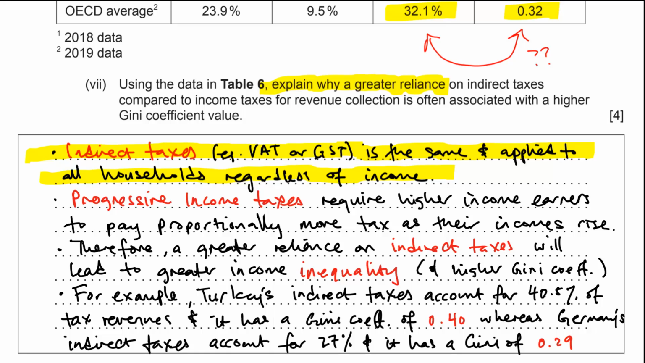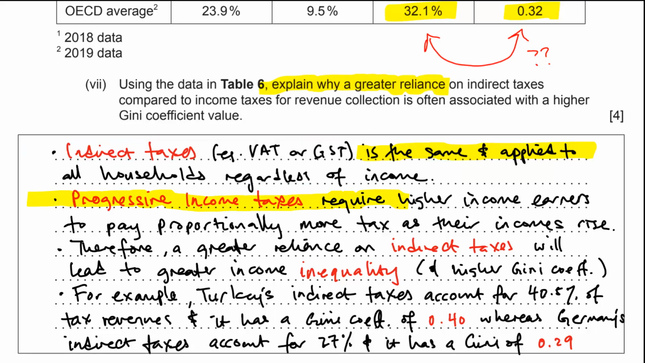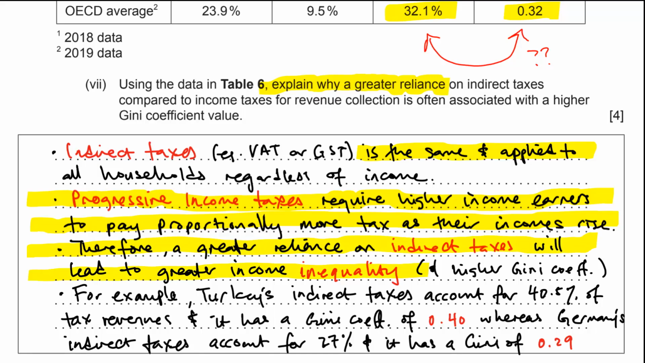Let's say, for example, you had a VAT of 10%. Then the richest person pays 10% tax for milk and eggs and cheese, and the poorest person is also going to pay 10% tax on bread and milk and cheese. The same 10% tax. Whereas progressive income taxes require higher income earners to pay proportionally more tax as their incomes rise. Therefore, a greater reliance on indirect taxes will lead to greater income inequality and a higher Gini coefficient.